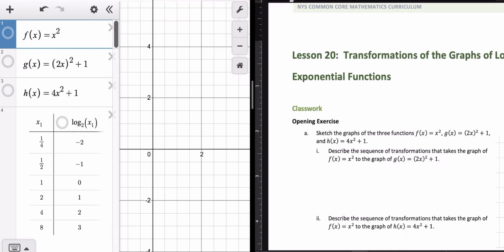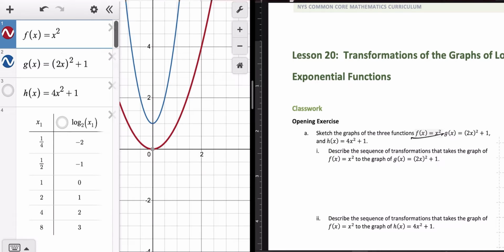So f of x is our parent function. Okay, f of x is our parent function. And we're going to g of x. Well, let me just graph it for you over here on Desmos right quick. There is the parent function. There is the g of x function. So right now it's easy to say that we've had a translation of 1 up, right?